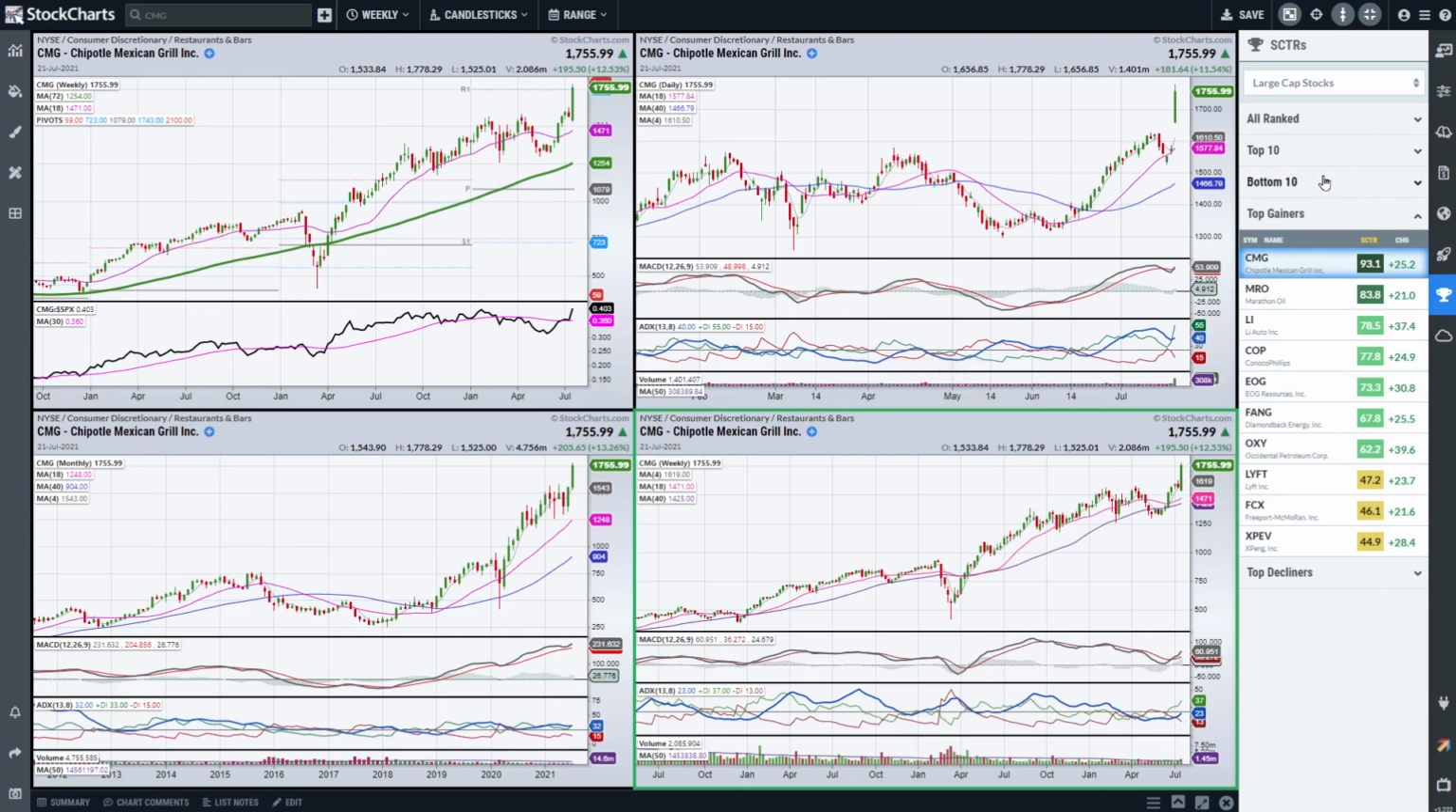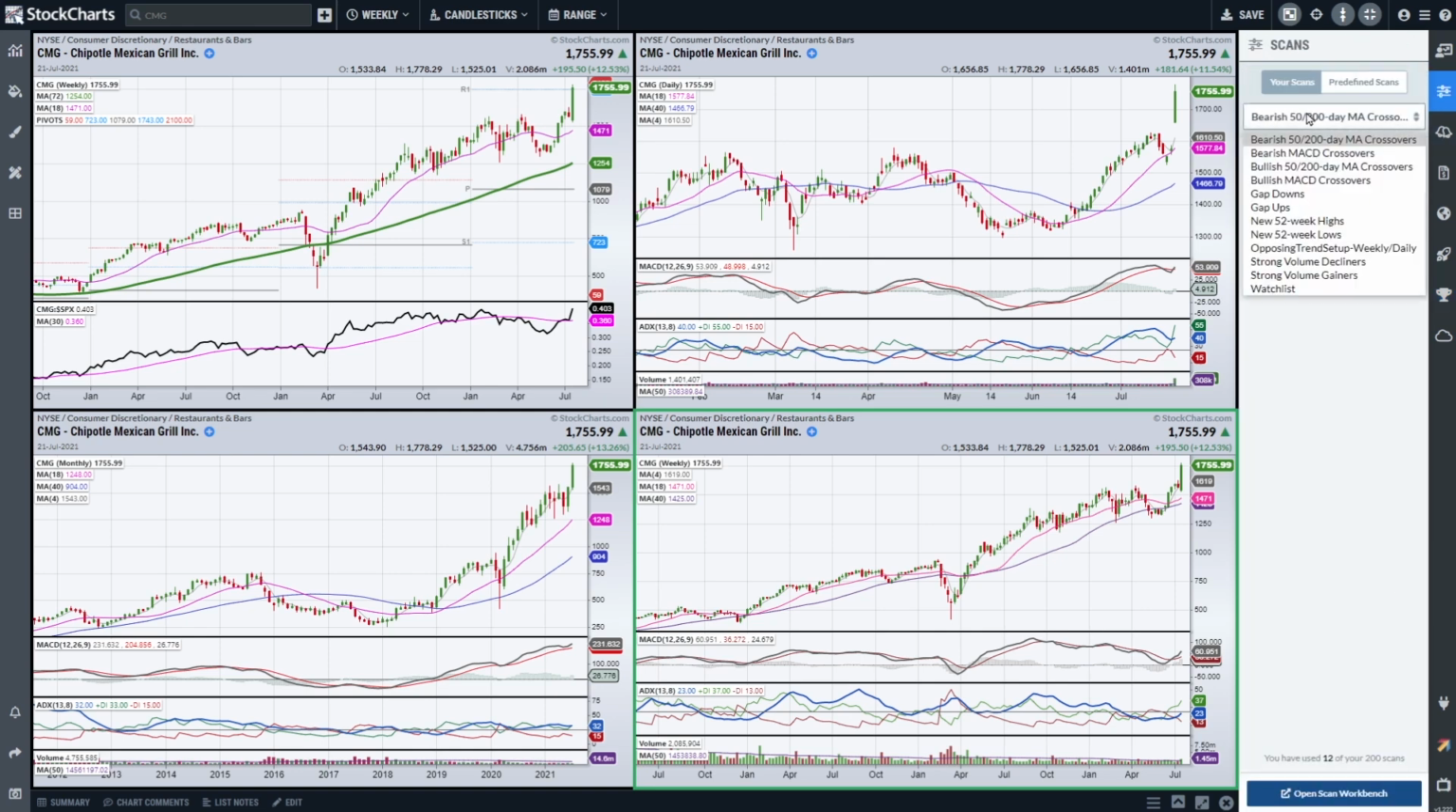So the last thing I want to just touch on is the scanning. And so I've actually created a scan.